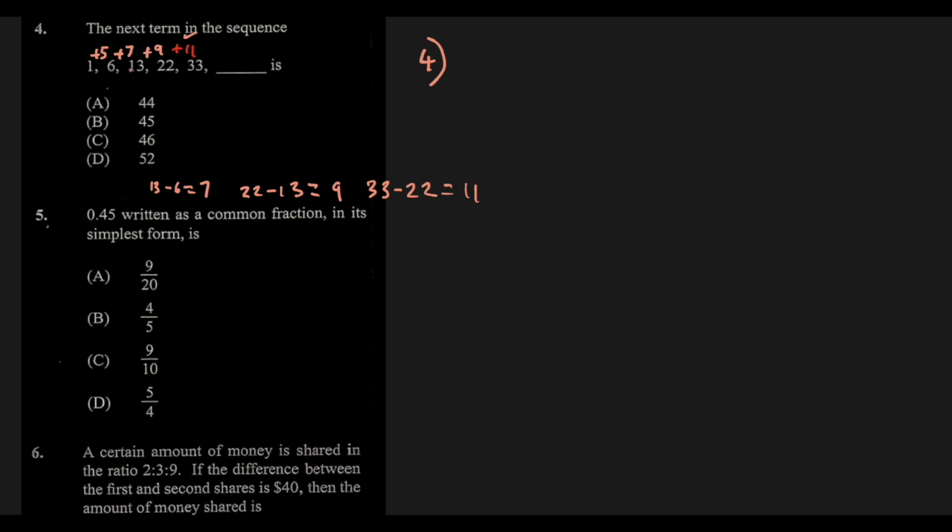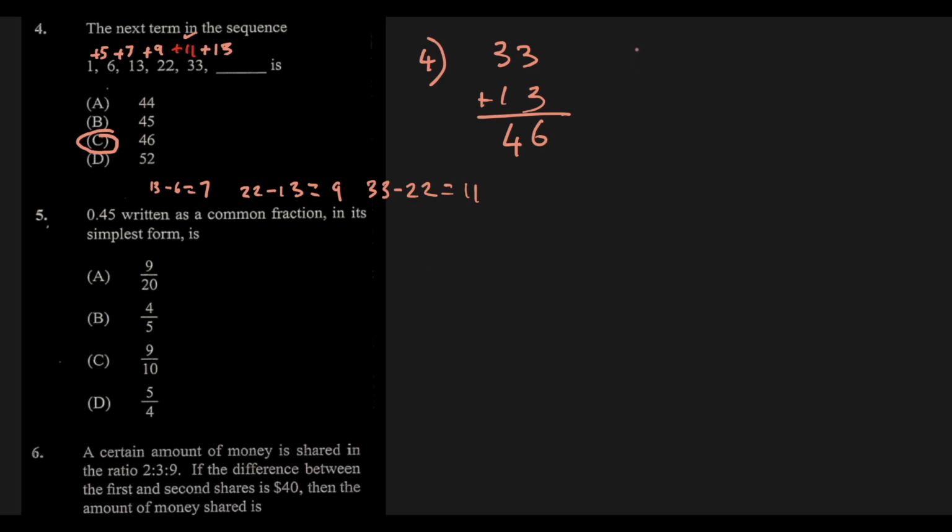So if that was 22 to 33 and we were going 1 plus 5 is 6, 6 plus 7 is 13, 13 plus 9 is 22, 22 plus 11 is 33, that must mean now that we are adding what? We have to add 13 now. So 33 plus 13 would give us 3 plus 3 is 6, 3 plus 1 is 4. So that means that this here is going to be 46.